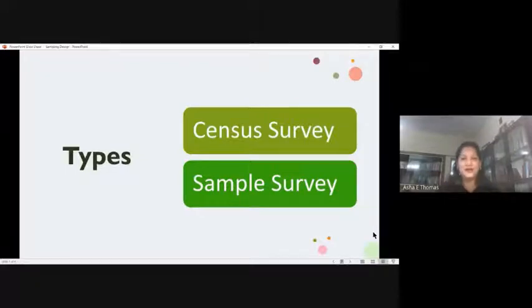And if I collect the data from all the members, all the participants of that particular population, then that survey is what we call a census survey. So in the census survey, every unit in the population is examined to arrive at a conclusion. Such a type of survey is what we call a census survey. Every unit in the population is selected for the study.